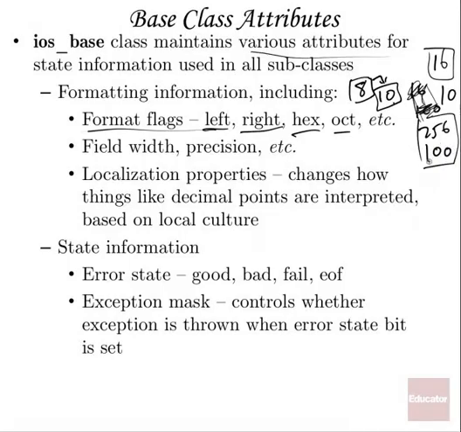So other bits that are kept in the iOS base class are the field width, how wide you expect the input to be, how wide you want the output to be, the precision, etc. In the introductory class, we controlled those with I/O manipulators. What the I/O manipulators do is set these bits in the iOS base class. And some localization properties that change things like how decimal points are interpreted.